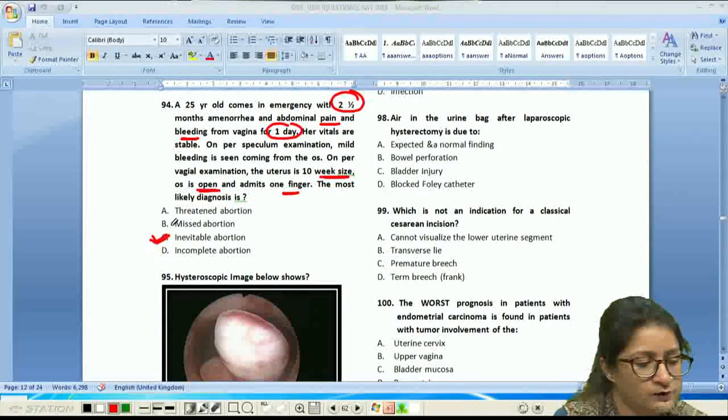Now I just want to give you a flow chart about how we can answer such questions whenever they come.